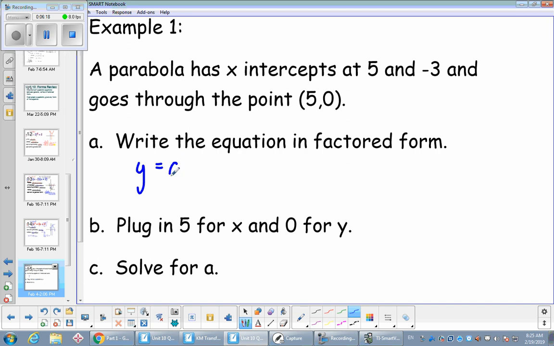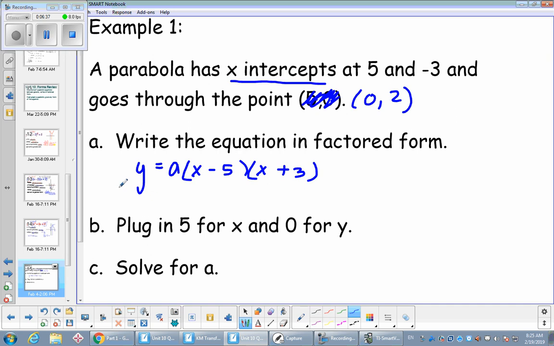So this one tells us we have the x-intercepts, which means I'm going to be using factored form. So I'm going to write x minus 5 because I use the opposite sign, and x plus 3. And then I take this point, which this is a bad point, so ignore that. We're going to put the point (0, 2). So I take my point (0, 2). 0 is the x, 2 is the y. So I'm going to plug in 2 for y, 0 for x.